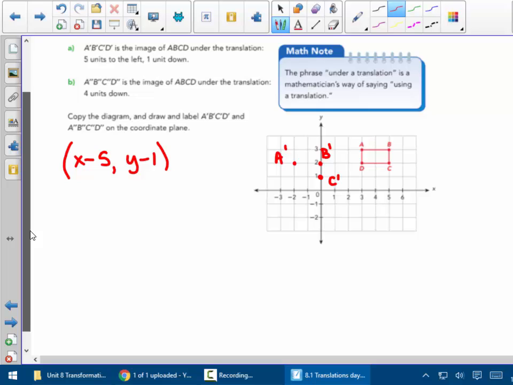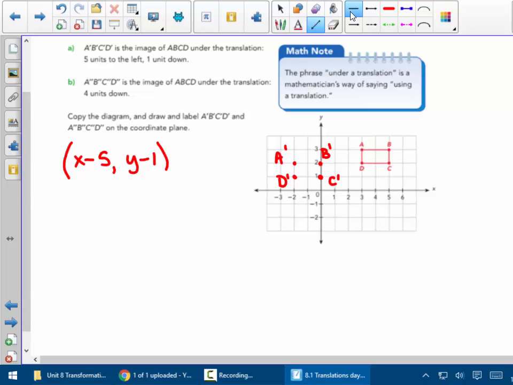And D's image will go 5 units left, and it's a rectangle, so I know it's going to go under A, and it's going to be at negative 2, 1. So I'm going to use my graphing tool as I usually do, and I'm going to connect my A prime, B prime, C prime, D prime using a straight edge. And now I've completed part A.